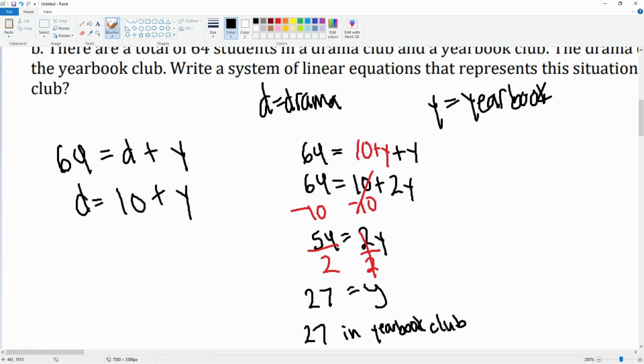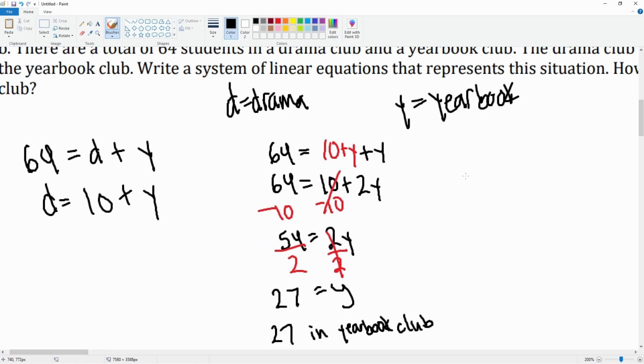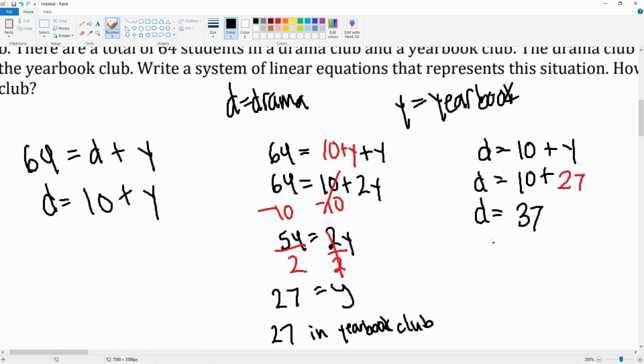And then we want to get the drama. We know drama is equal to 10 plus Y, so let's make that substitution here. 27 was your Y, and then just bring down 10. We just made that substitution, so the drama is equal to 37. There are 37 in the drama club. All right, there you go.